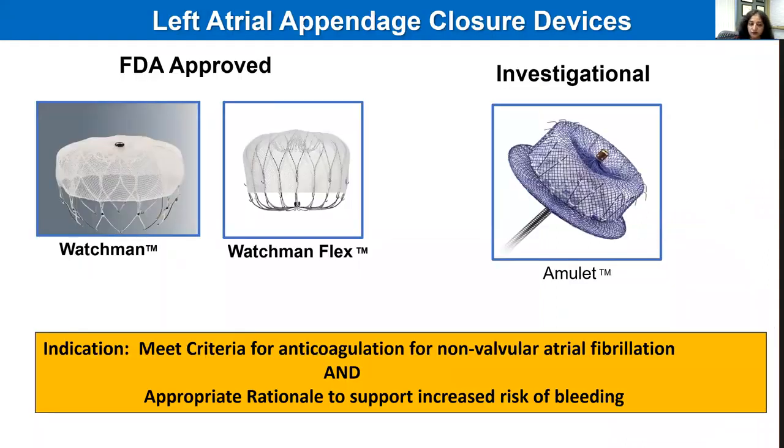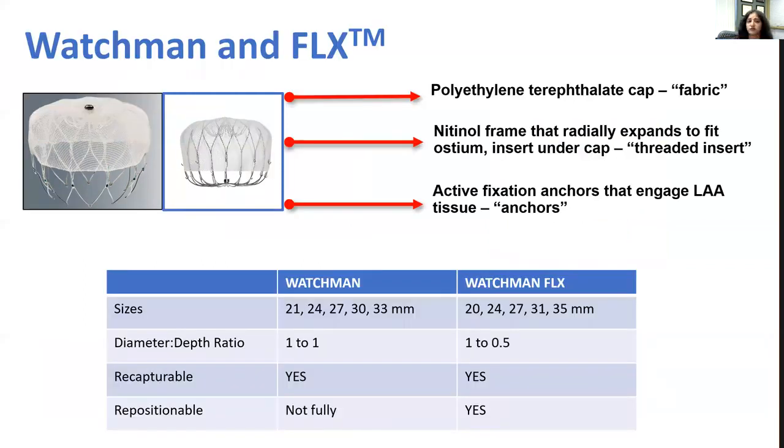The FDA has approved 2 devices for patients who meet criteria for anticoagulation for non-valvular AFib, so your CHA2DS2-VASc score, and who also have an appropriate rationale to support increased risk of bleeding. They either have a very high HAS-BLED score, they have bled already, or they have some reason where they cannot tolerate anticoagulation long-term. But they need to be stable enough to do 45 days of short-term anticoagulation while the device endothelializes. We're going to focus on the Watchman and the Watchman Flex for the rest of this talk.